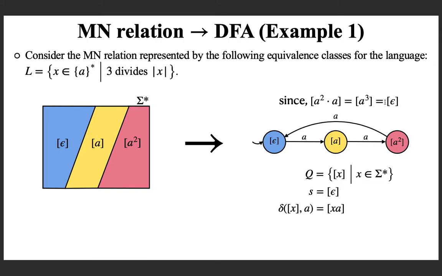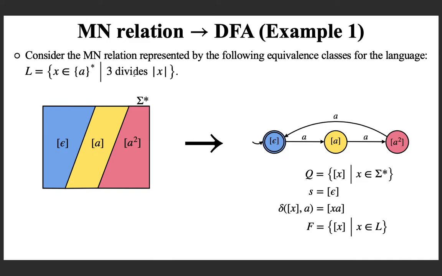Okay, and finally it remains for us to say which are the final states. This is how you can define the set of final states. The set of final states is the set of all equivalence classes of x such that x is an element of the language.